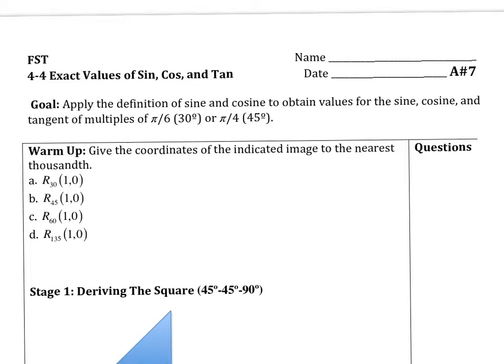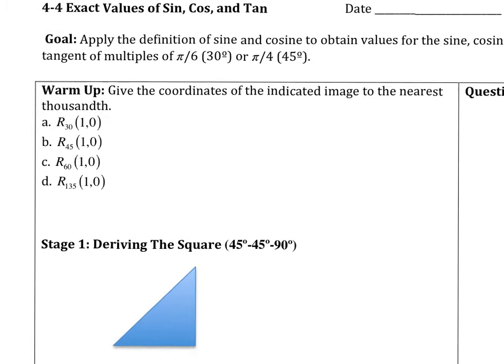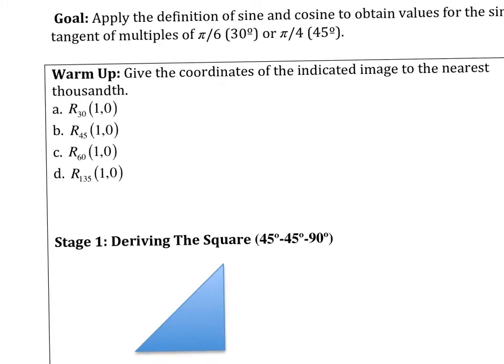So our goal for today is to apply the definition of sine and cosine to obtain values for the sine, cosine, and tangent of the multiples of pi over 6, which is 30 degrees, or pi over 4, which is 45 degrees. We're also going to use special right triangles, 45, 45, 90, and 30, 60, 90, all today. So this is going to be like the most amazing trigonometric day you've ever had.